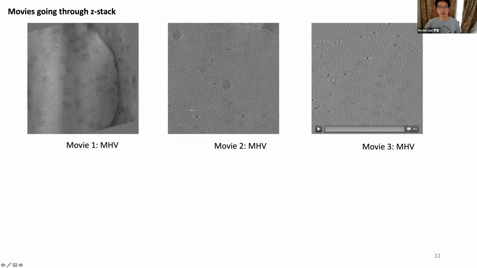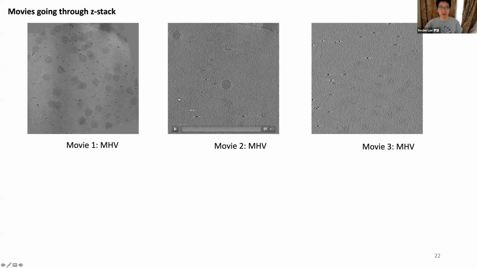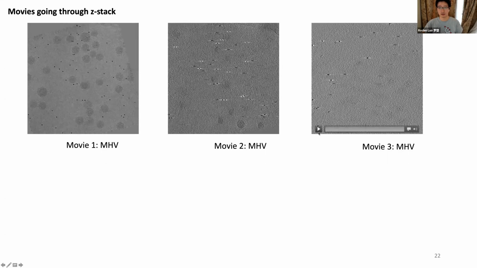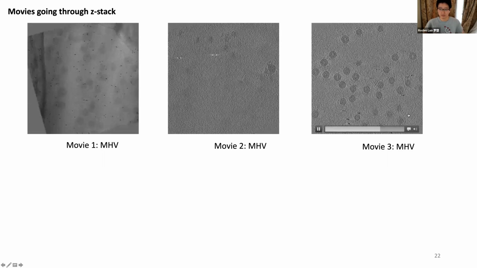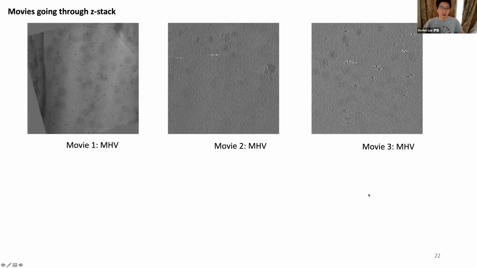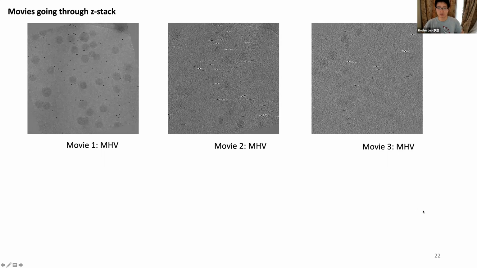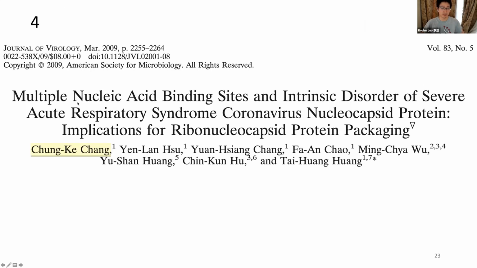There are 3 movies from the cryo-EM tomography experiment. This one is for MHV, oh, sorry. I think I might have made one mistake here. At least the 4th one might not be MHV, but what I want to show is they can form these movies. Oops, sorry. The 4th paper, again by this author, is from 2009.